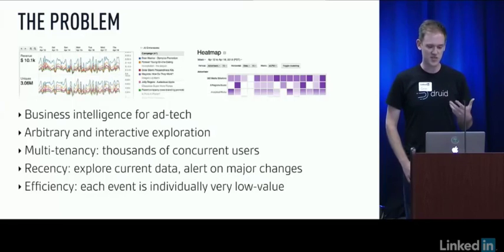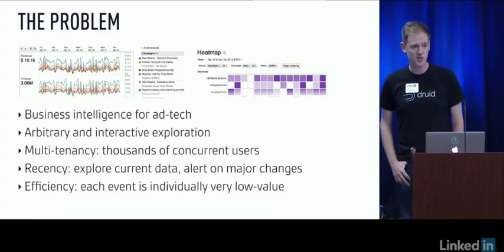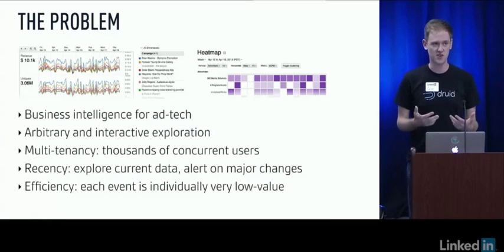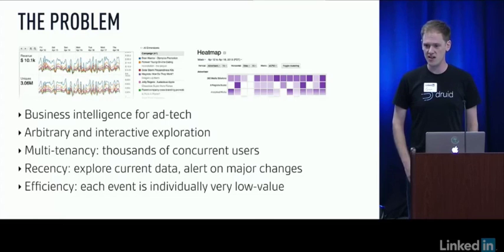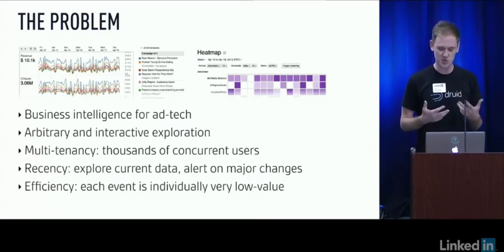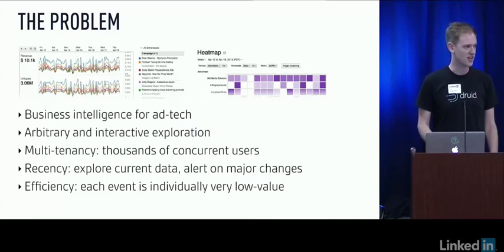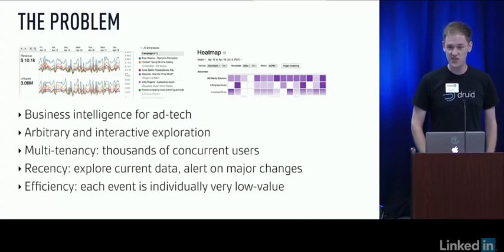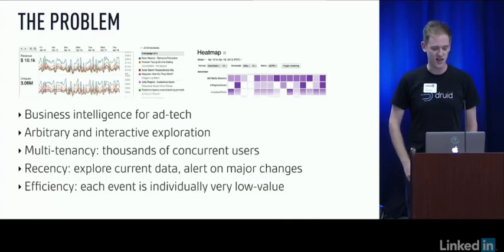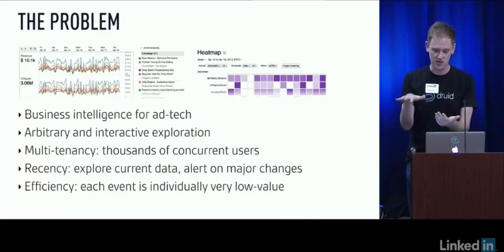So we want to offer arbitrary and interactive exploration for this data. Multi-tenancy is really important to us. We want to support thousands of concurrent users. Recency is also really important. So we want people to be able to see and explore current data, and we want to be able to alert on changes in data. And efficiency is also really important. In the online ad world, every individual impression is extremely low value, and it's important that each one can be processed at low cost.